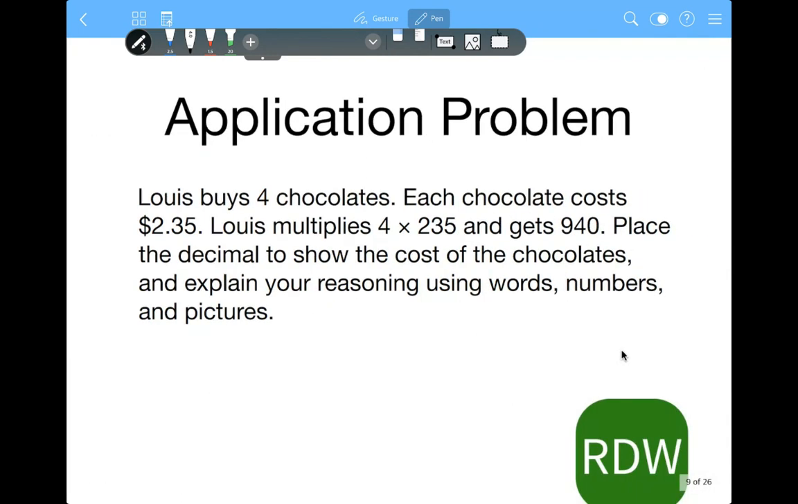Okay, moving on. I'll read you the application problem, then go ahead and pause it, work on the application problem, then unpause, and we'll go over it. So Lewis buys 4 chocolates. Each chocolate costs $2.35. Lewis multiplies 4 times 235 and gets 940. Place the decimal to show the cost of the chocolates and explain your reasoning using words, numbers, and pictures. Okay, so go ahead and pause and work on the problem.